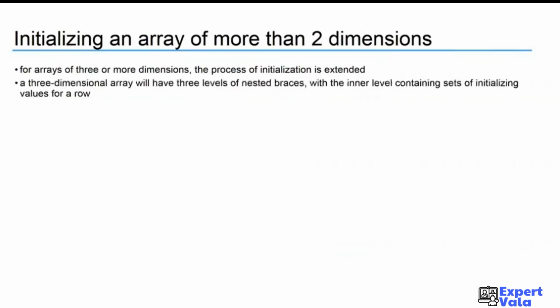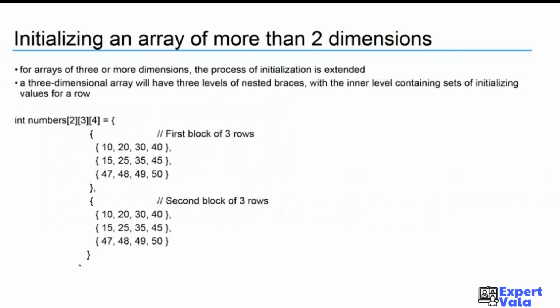you are going to apply the same type of thing. You are just going to extend it a bit. So a 3-dimensional array will have 3 levels of nested braces with the inner level containing a set of initializing values for each row. So it would look something like this. Here we have a 3-dimensional array, 2, 3, and 4, a stack of data tables essentially. And the first block of 3 rows we are going to initialize, and the second block of 3 rows we are going to initialize. So what this is saying is, again, first block and second block, because we didn't initialize the third and the fourth block, just the first and the second.